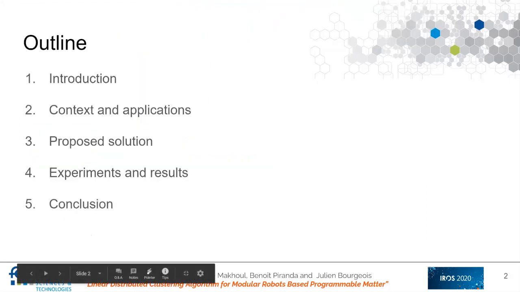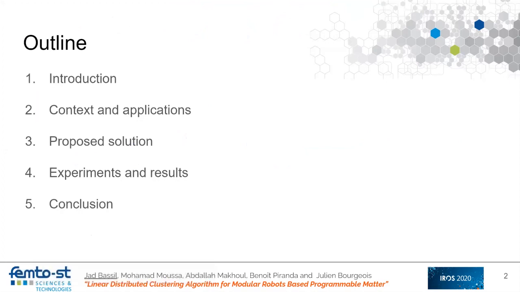First, I will start with an introduction defining our research domain, the modular robots-based programmable matter. Then the context and applications showing the benefits of modular robots clustering. After that, I will explain our proposed solution, then show the conducted experiments and results, and finally the conclusion.